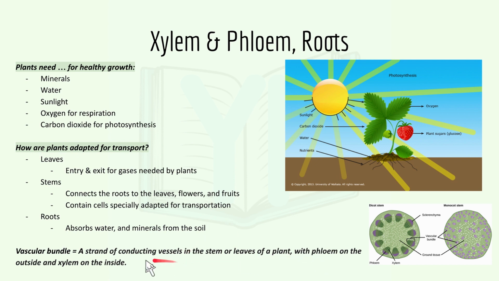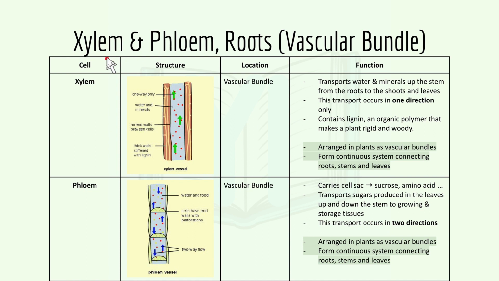A vascular bundle is a strand of conducting vessels in the stem or the leaves of a plant, with phloem on the outside and xylem on the inside over here. It's a small diagram over here. So we'll look into the xylem, phloem, and roots for the vascular bundle. We have the xylem. It's located in the vascular bundle, and here's its structure.